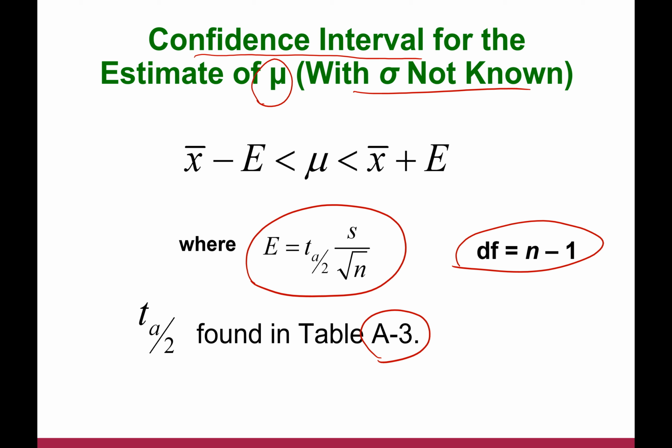Then once you have a margin error, using sample mean minus margin error, that's what we call a lower limit. And sample mean plus margin error, that's upper limit.